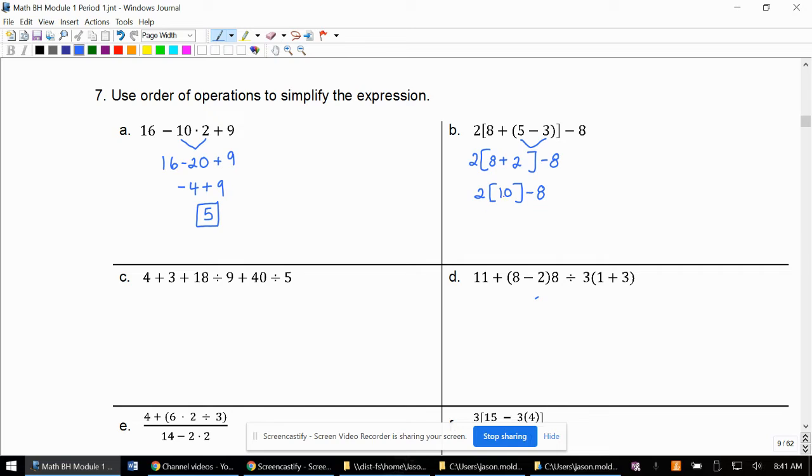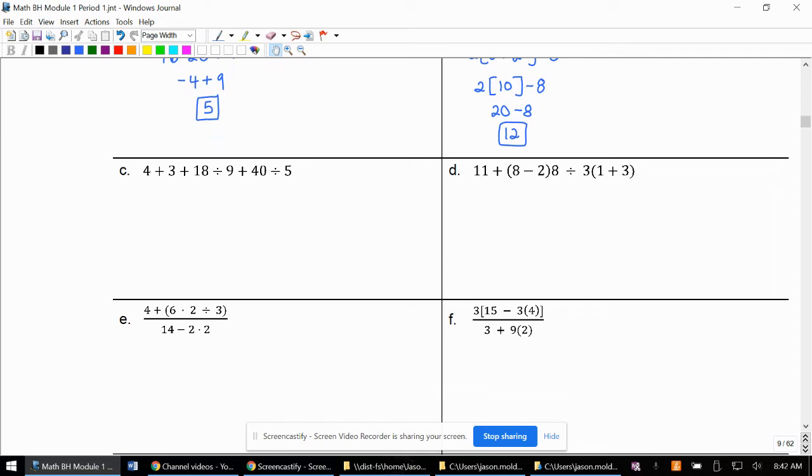I can write this as 2 bracket 10, or 2 with a times dot 10 and drop the brackets. It doesn't matter. And now I've done parentheses, no exponents. I'm on multiply and divide. 2 times 10 is 20, minus 8 is 12. You don't have to box your answer, but your answer should be at the bottom, and I am a fan of boxing it just personally. Then we're going to look at E.